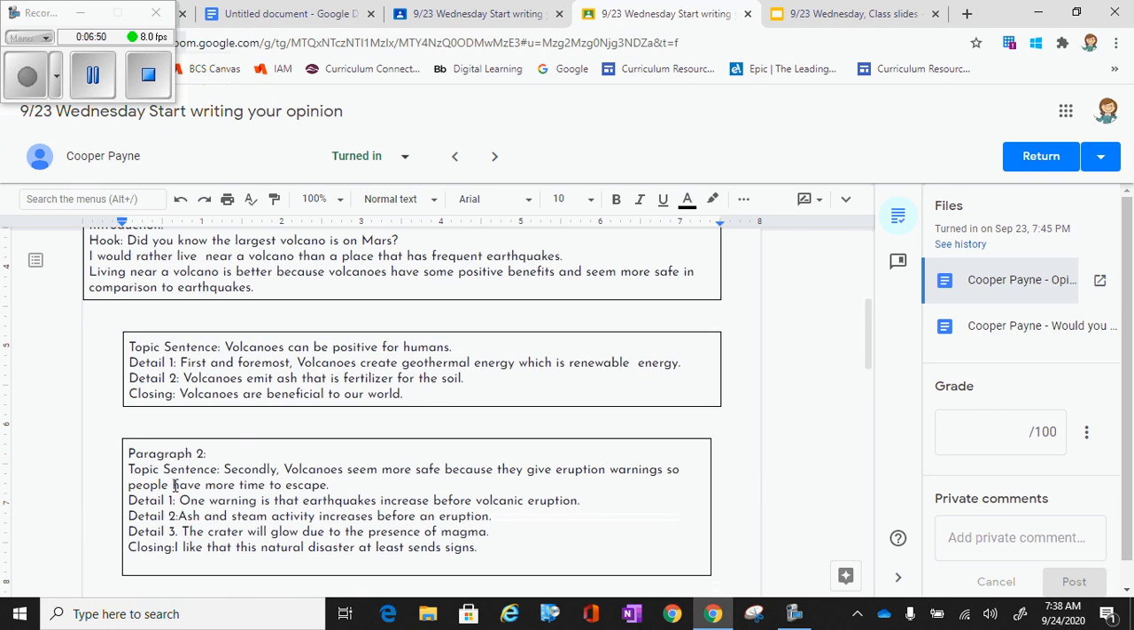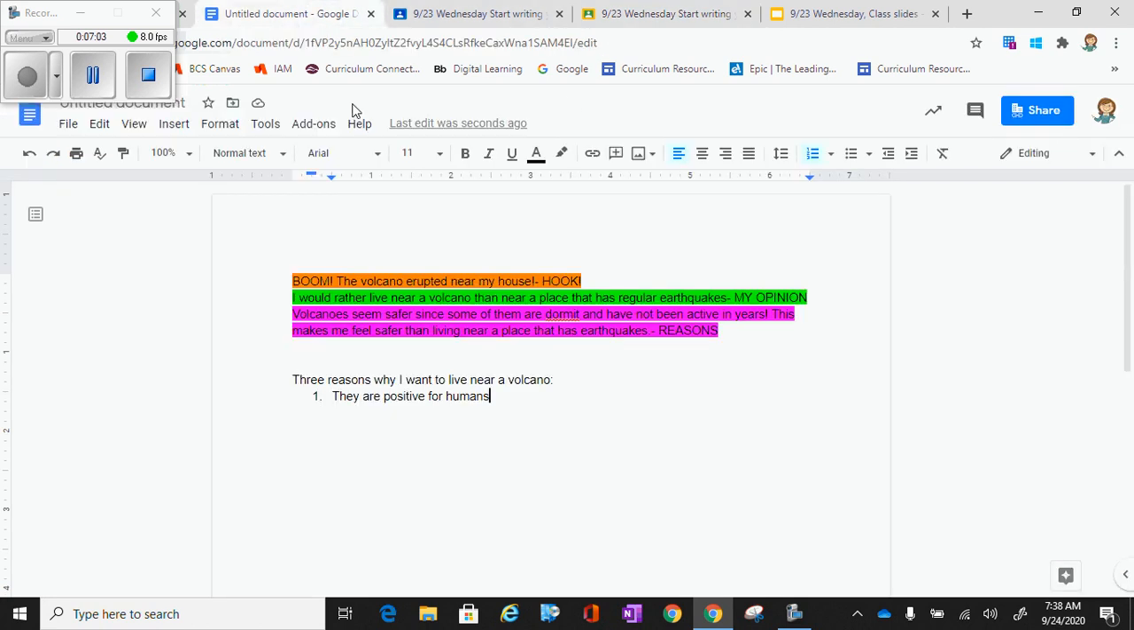Okay, her second paragraph, or really her third paragraph if you don't count the introduction, says that volcanoes seem more safe because they give warnings so people have more time to escape. So let's write that in. That's her third paragraph, right? Volcanoes, I'm just going to write it short, come with warnings. Because earthquakes, we don't really have a warning system for earthquakes.